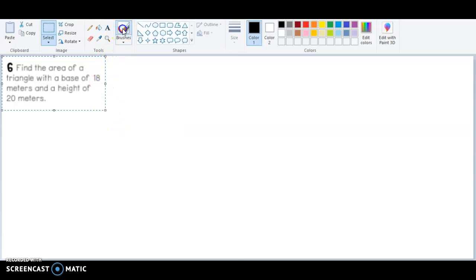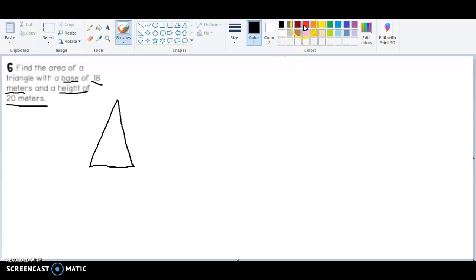This next one is a lot like the homework questions that you'll have. It says find the area of a triangle with a base of 18 meters and a height of 20 meters. So first thing I'm going to do is draw a triangle so I have something to look at so it makes more sense. I'm going to put my base at the bottom just because it makes the most sense, 18. And I'm not sure if this would be a straight perpendicular line, so I'm just going to draw it off to the side. And I'm going to go ahead and make it 20 for the height.